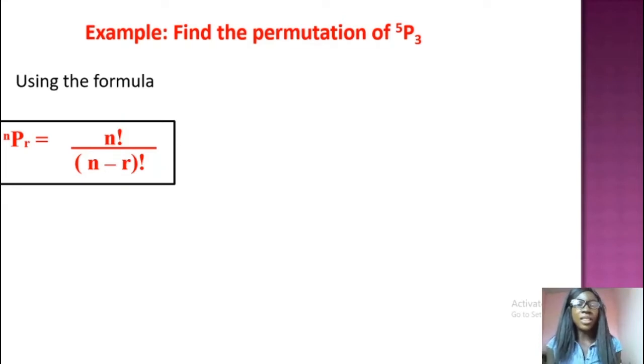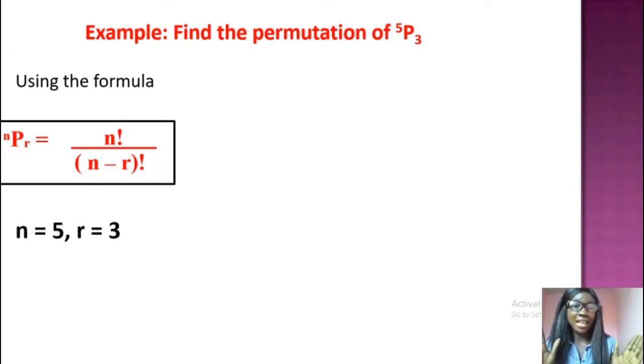Okay, so what is our n in this case? Can you tell me our n before I show you? If you got the n correctly, give yourself a big clap. Our n is 5 and our r is 3. So we are going to put 5 factorial, and we're going to have 5 minus r, which is 2. So in essence, we are having 5 factorial divided by 2 factorial.